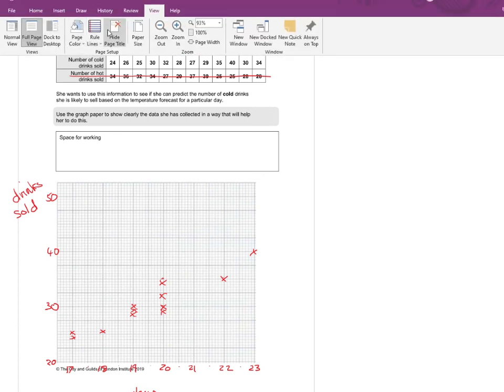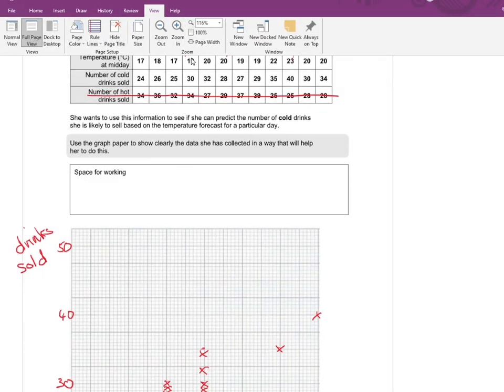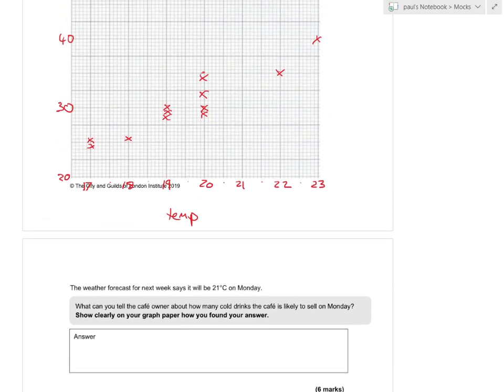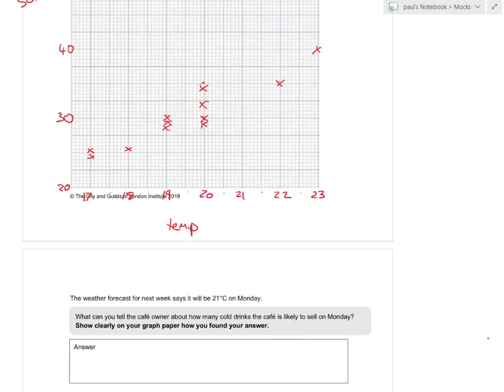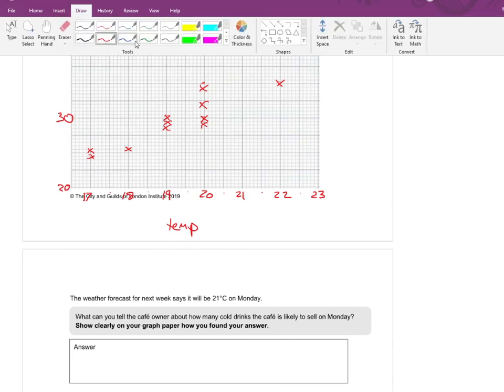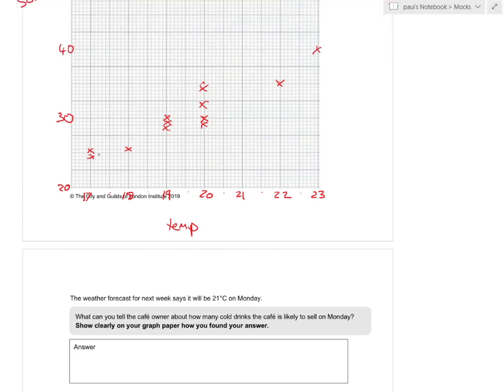So once you use this information to predict the number of cold drinks you're likely to sell, use the graph to show the data that will help. Okay, so that's that. Now what we're going to do is a line of best fit now. We're going to do my best to get some sort of line that goes through that. Yeah. So this is sort of an average. I've got some underneath and some on top.